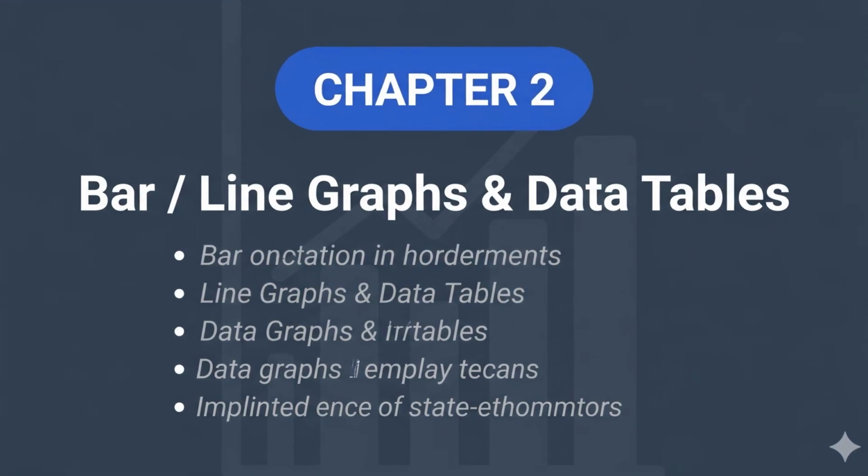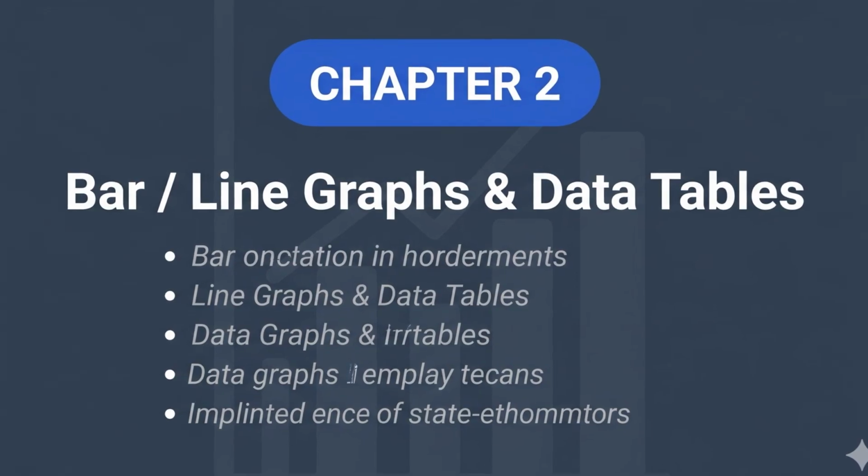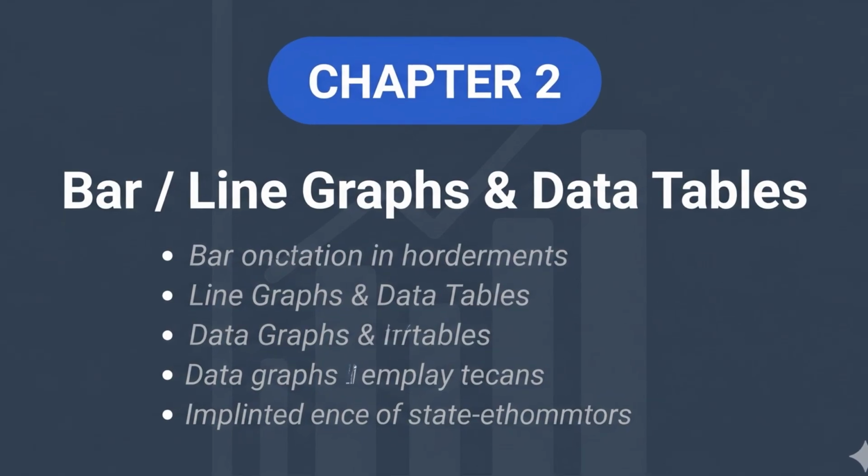Chapter 2. Bar and line graphs plus data tables. After climate graphs, these are the most common data sources in your exam. A bar graph shows values at distinct points: separate years, separate countries, separate categories. A line graph shows continuous change over time. Both use the same 5-step reading protocol, and both require the same type of description.